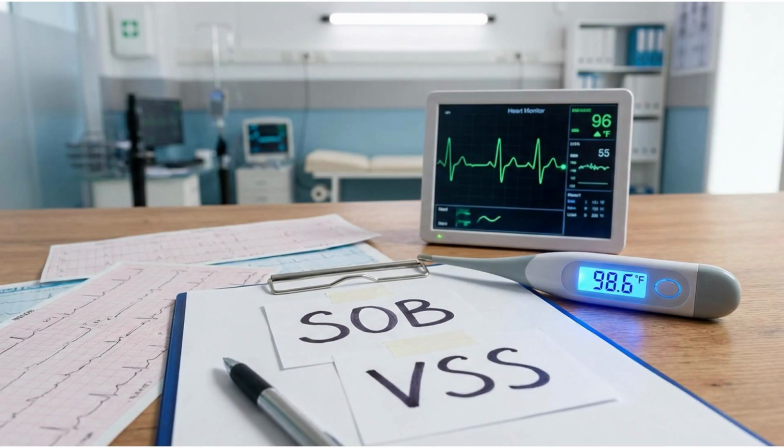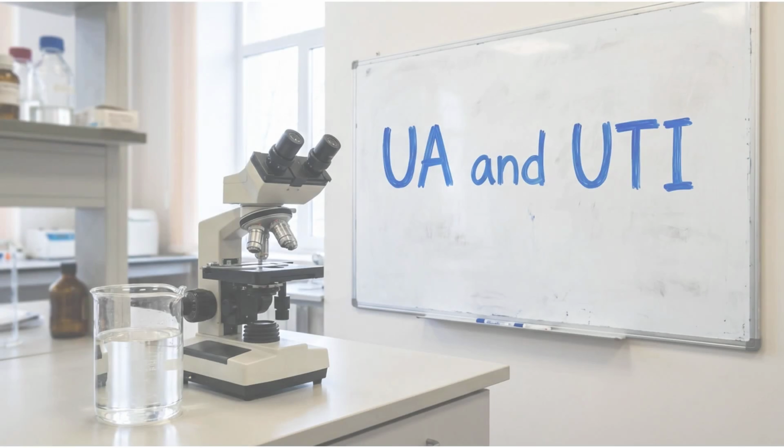SOB denotes shortness of breath, a critical symptom requiring immediate assessment and monitoring. Additionally, VSS, or vital signs stable, is a common notation confirming that a patient's core metrics, such as heart rate, blood pressure, and temperature, are within a normal, non-alarming range. These shorthand notes allow for quick status updates during shift changes.